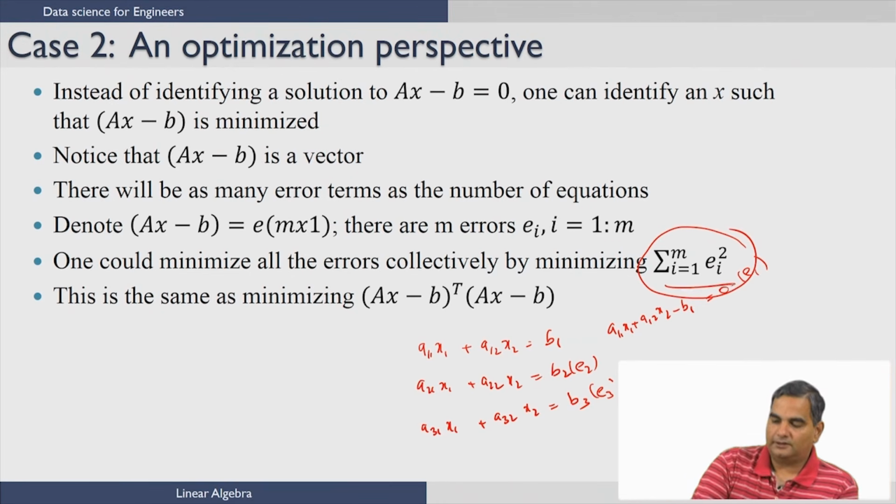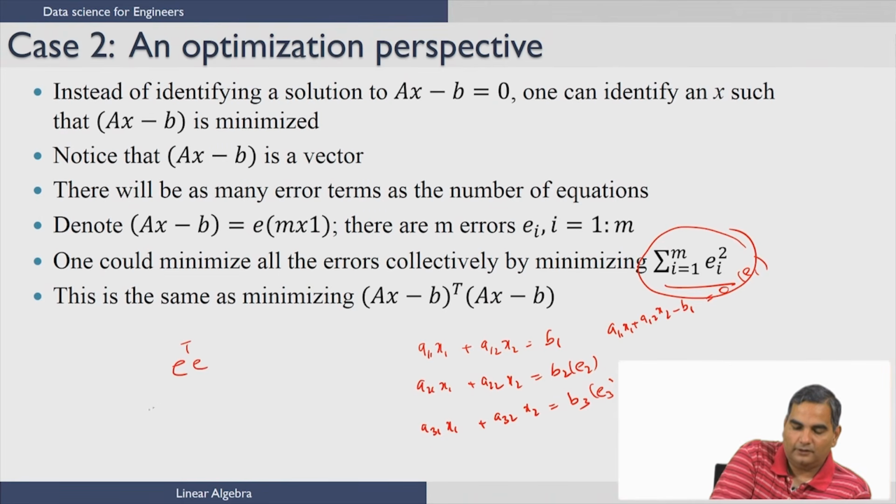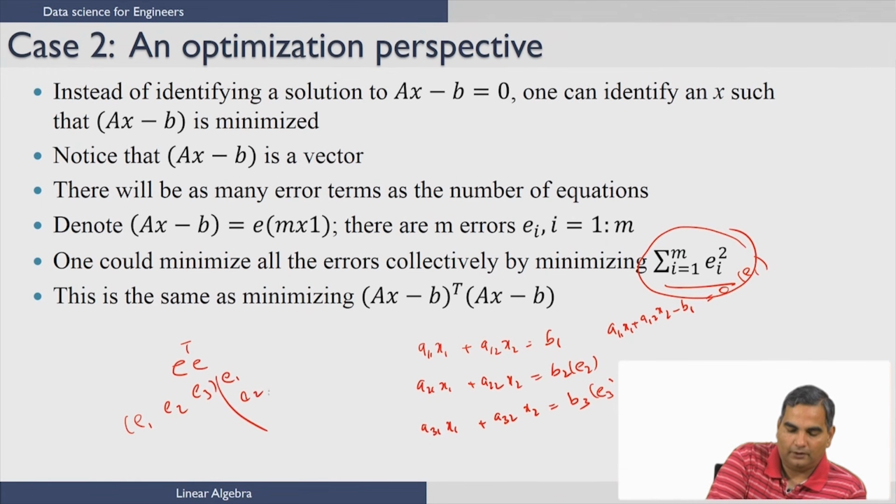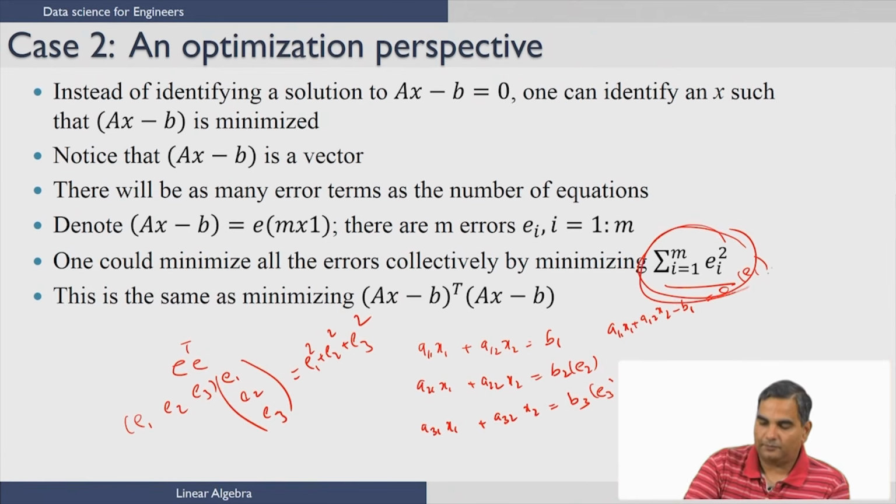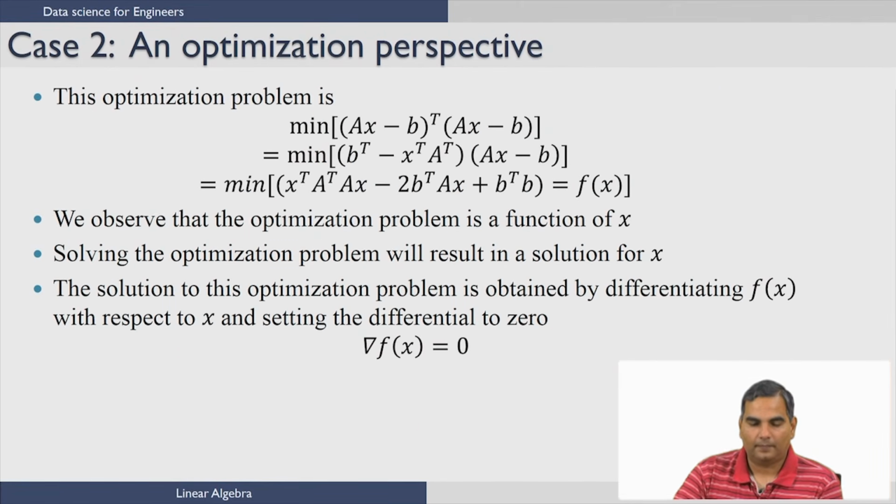Now, this is the same as minimizing A x minus b transpose times A x minus b, simply because A x minus b is E. So, A x minus b transpose is E transpose, and E transpose E, if I have numbers E1, E2, E3 transposed and multiply by E1, E2, E3, will lead to E1 squared plus E2 squared plus E3 squared, which is the same as this right here. So, minimizing this is the same as minimizing A x minus b transpose times A x minus b. So, the optimization problem is to minimize A x minus b transpose times A x minus b.